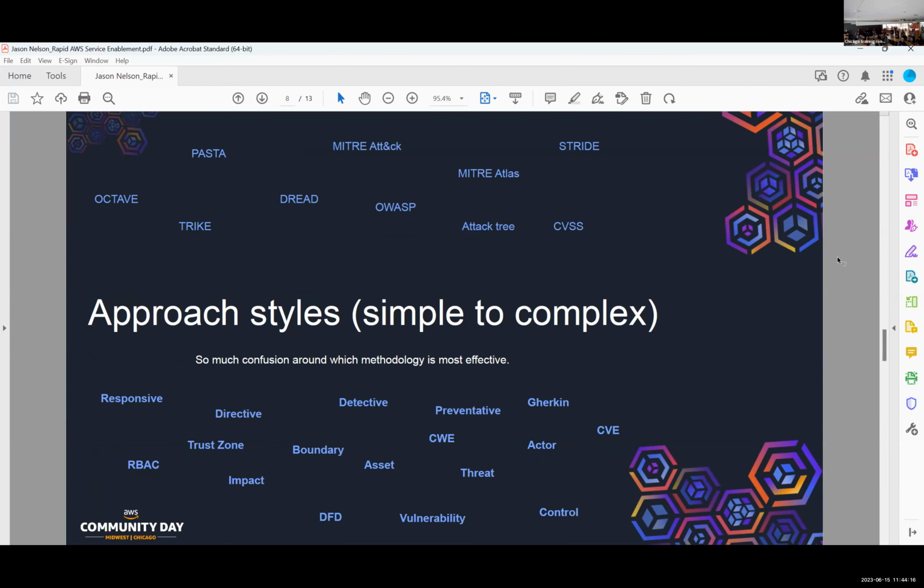Simple to complex, we kind of cover some of these things. For slide purposes, I put methodologies at the top. There's a ton of methodologies that you can use. On the bottom, these are going to be more of the details. What kind of context information do I need to think about?